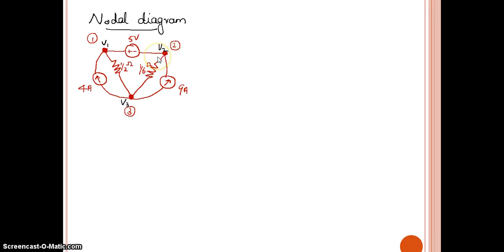So what is the concept I am going to use here? A super node, because as there is a voltage source between 2 non-reference nodes, we have to treat both nodes as a single node and apply Kirchhoff's current law. And that single node is called the super node. So these 2 nodes together I am going to call a super node.